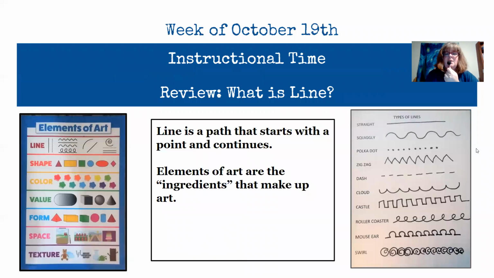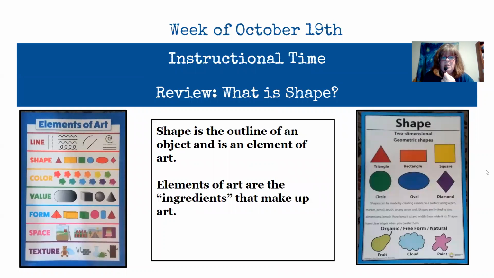Okay. Really quickly, a review. We talked about line, and it's one of the elements of art, and elements of art are the ingredients that make up art. Line is a path that starts with a point and continues, and we see different types of line. The next one is shape. What is shape? Well, shape is the outline of an object and is an element of art. And again, it's one of those ingredients that make up art.